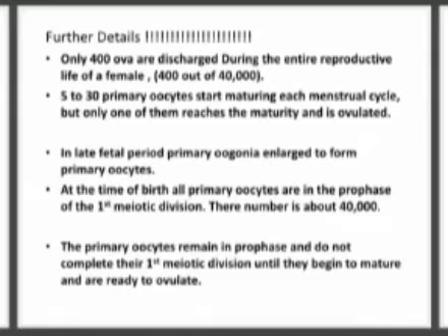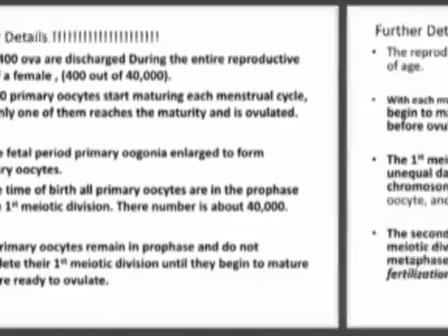At the time of birth, all primary oocytes are in the prophase of the first meiotic division. Their number is about 40,000. यानी जब बच्ची पैदा होती है तो बच्ची के अंदर जो oogonia होते हैं वो अरेस्ट हो जाते हैं फर्स्ट meiotic division में. The primary oocyte remains in prophase and does not complete its first meiotic division until they begin to mature and are ready to ovulate.